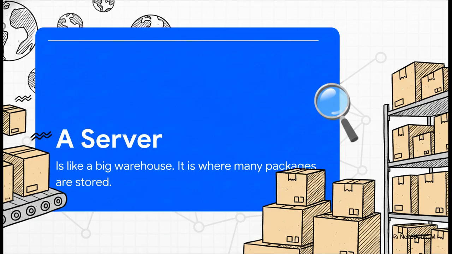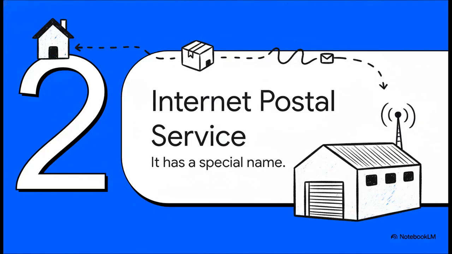In our analogy, a server is like a gigantic central warehouse. It's a super powerful computer that's built to do one thing really well: receive and store millions of these digital packages from all over the world. So we have your house, we have your package, and we have the warehouse. But how does the package actually get from your house to that warehouse? It needs a delivery service, right?